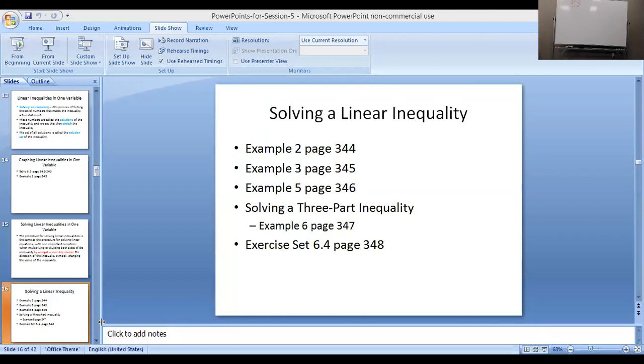Okay. Let's go to page 346. On page 346, example 5. That's a good one to see how it works. It tells us to solve this linear inequality and then graph it. So we have 2 times parentheses x minus 3 plus 5x less than or equal to 8 times x minus 1. All right?